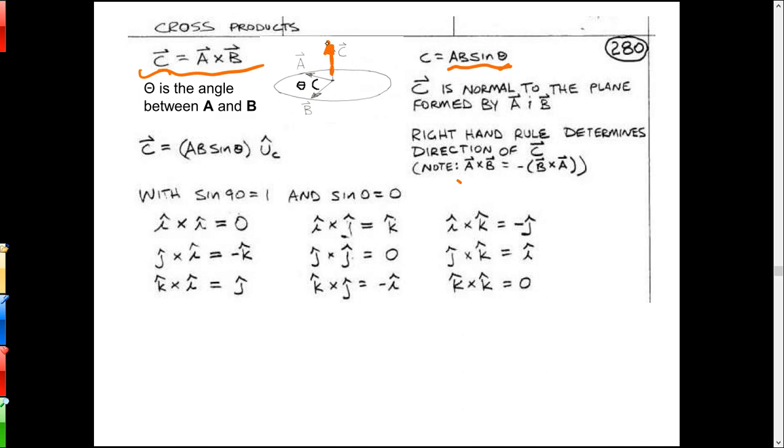Okay, so I got a little bit of a sketch there, kind of a 3D sketch. What I'm trying to get at there is a flat disk with a vector normal to it. The disk is the plane that contains A and B. The angle between them is theta there. And then C is normal to the plane. I don't know, should I try putting a perpendicular symbol in there, something like that? That's what I'm trying to convey there in that flat piece of paper, okay?